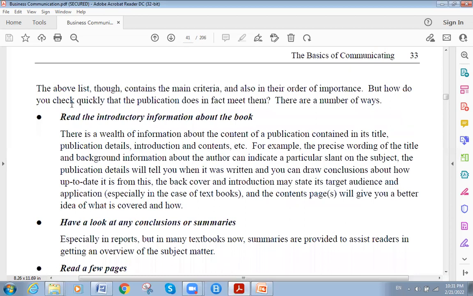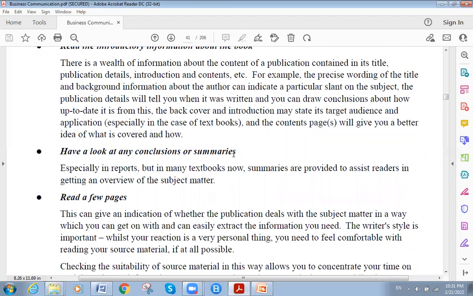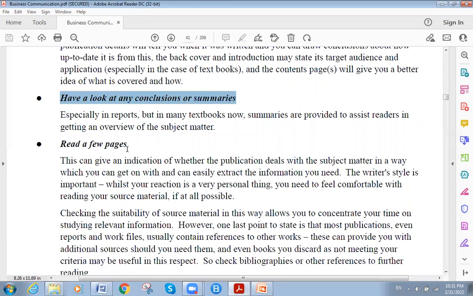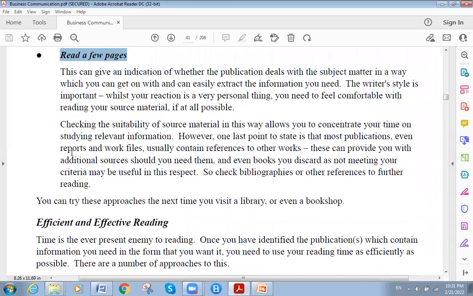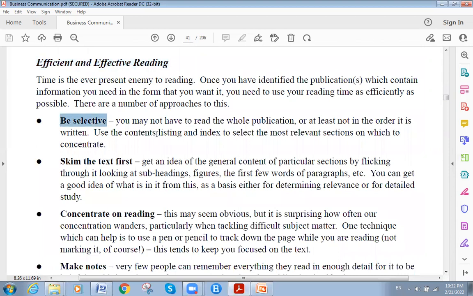you should know about. You should also read the introductory information about the book. You should have a look at the conclusions or summaries of any book. Read a few pages and check if they are okay or not. What is efficient and effective reading? Be selective. You may not have to read the whole publication, or at least not in order. So you will select some parts to work on.